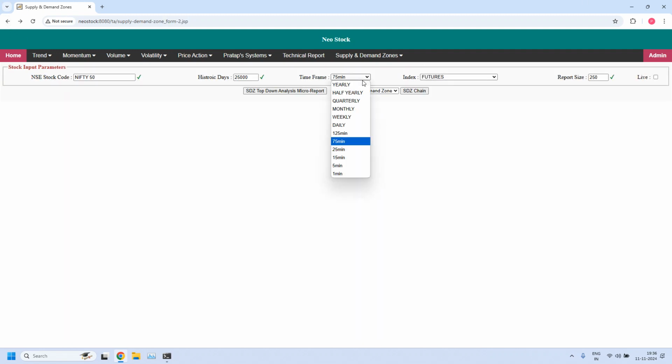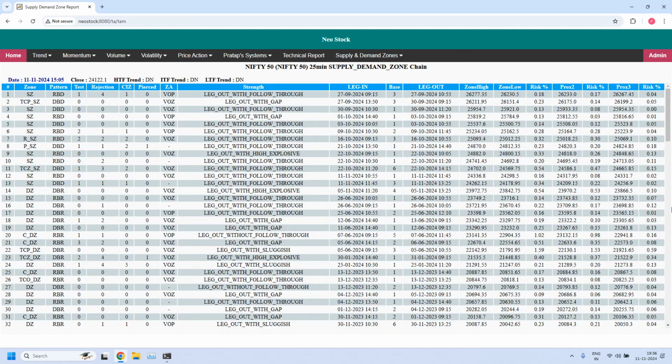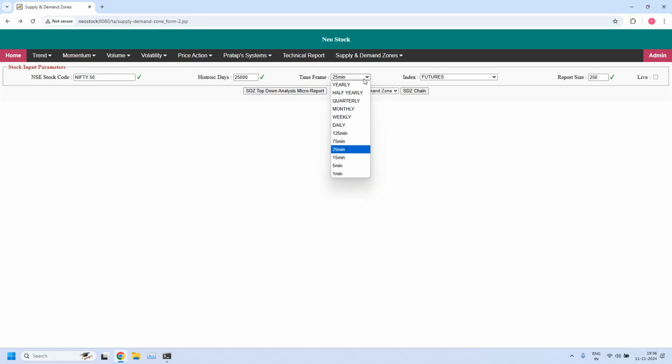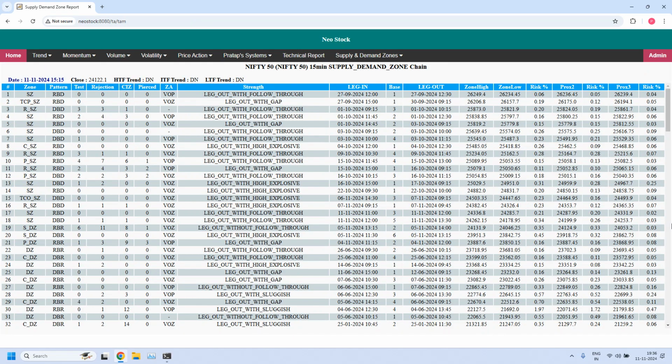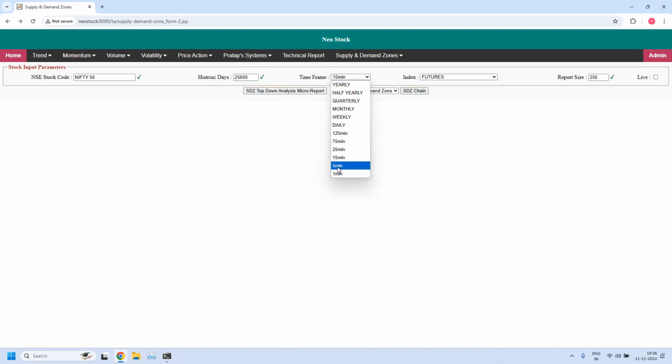Next time frame is 25 minutes. 25 minutes supply demand zone chain. Next time frame is 15 minutes. 15 minutes supply demand zone chain. Next time frame is 5 minutes. So 5 minutes supply demand zone chain for NIFTY.